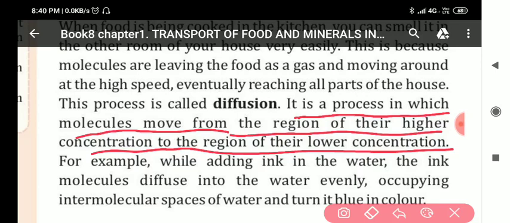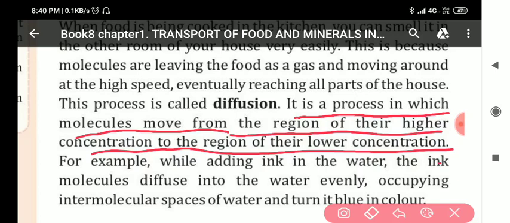So diffusion is a process in which molecules move from the region of their higher concentration to the region of their lower concentration. Some more examples are given here. For example, when adding ink in water, the ink molecules diffuse into the water evenly, occupying the intermolecular space of water and turning it blue in color. So from here you have to see this definition of diffusion: it is a process in which molecules move from the region of their higher concentration to the region of their lower concentration.